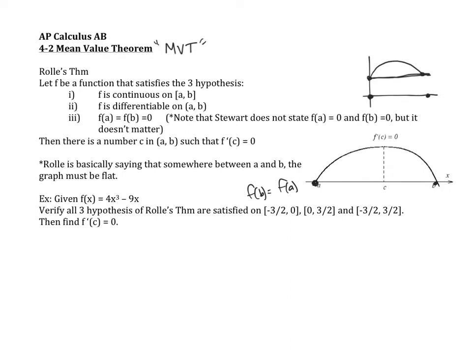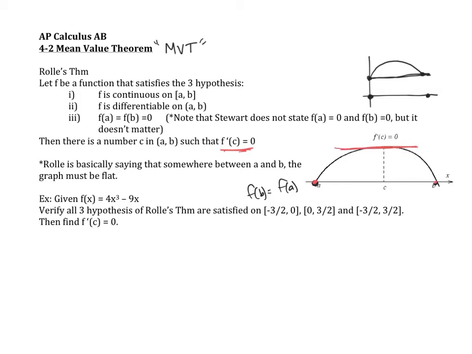What we're saying is, if I connect a to b, whether I go up and connect them this way, whether I go down and connect them that way, whether I go like this in between, or whether I simply connect them with a straight line, no matter how I connect these, there is going to be somewhere where I have a horizontal tangent, where f prime of c equals 0. So I end up with a horizontal tangent right there.